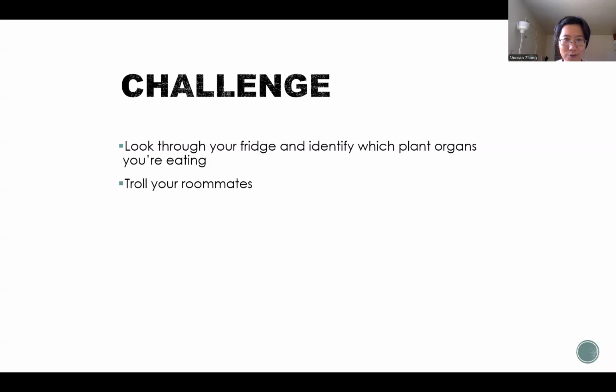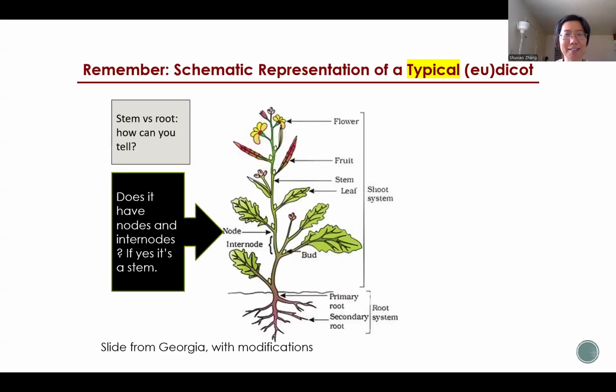So my fun challenge for you guys is to go through your fridge and identify which plant organ you're actually eating. If you have roommates, this is a chance to troll your roommates with plant biology. But you can see now, again, I emphasize this is why we keep using words like usually and typical, because there's a lot of unusual and atypical things that happen. And so there's usually a couple of tests that you can use to address the atypical body plan to try to identify what is what and what you're looking at. And one of the most reliable ones, and the ones I want everyone to learn for this class, is to check for nodes and internodes.